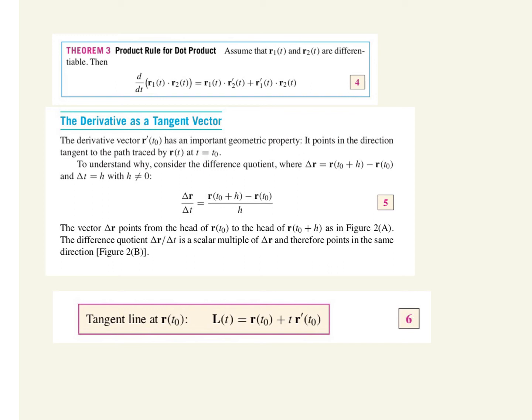The book has some nice pictures here. I didn't grab them. There's quite a few of them, but just to show how this tangent plays a role, what it looks like.